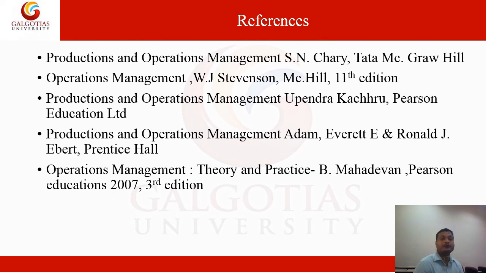Further information you can gain from these reference books: Production and Operations Management by S. Anjari, Operations Management by W.J. Stevenson, and other textbooks like Operations Management Theory and Practices by B. Mahadevan. All these books explain in great detail what you mean by a production system and what the various components of the production system are. With this, I am winding up today.